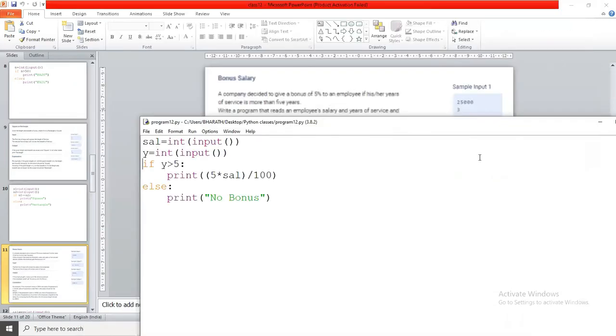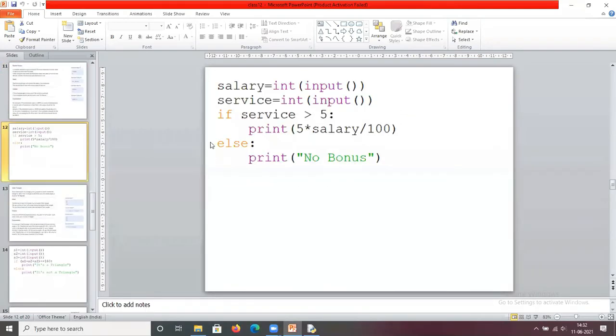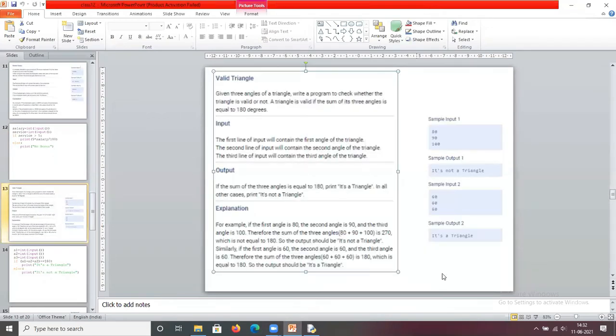Okay, so this is the solution. So next program.